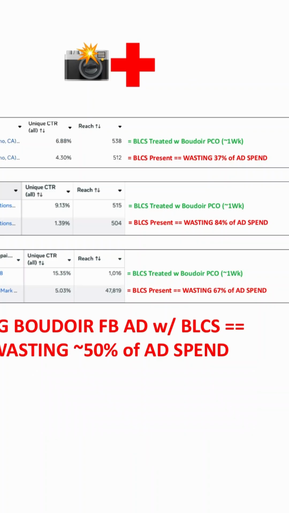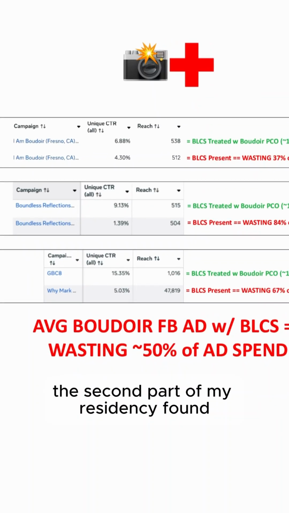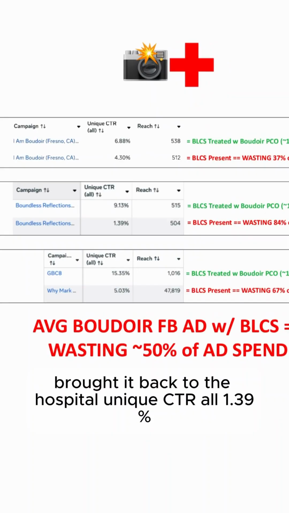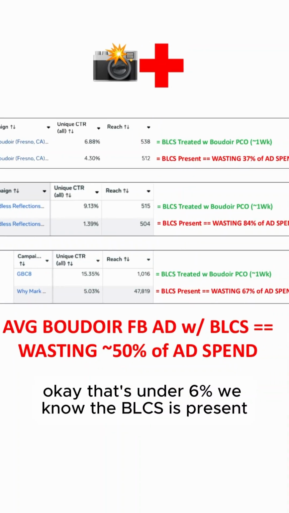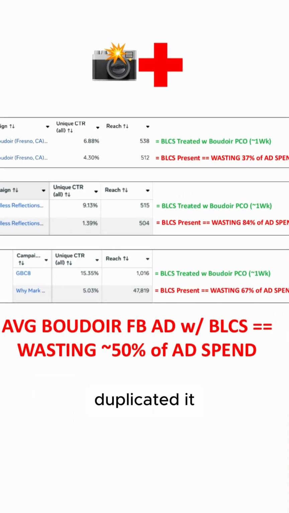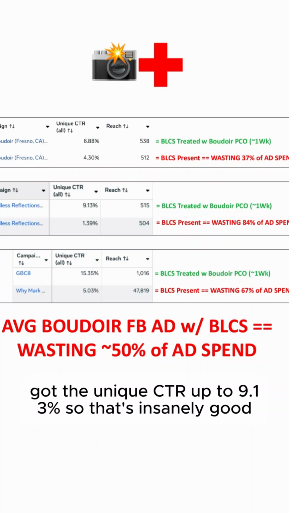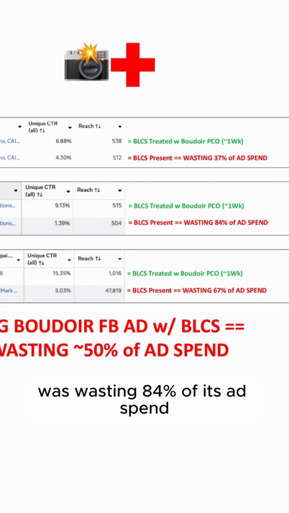Now, the second part of my residency, I found another Boudoir Facebook ad in the wild and brought it back to the hospital. Unique CTR 1.39%. Okay, that's under 6%. We know that BLCS is present. Duplicated it, treated it with Boudoir Pico, took about a week, got the unique CTR up to 9.13%. So that's insanely good. We found out the original was wasting 84% of its ad spend.